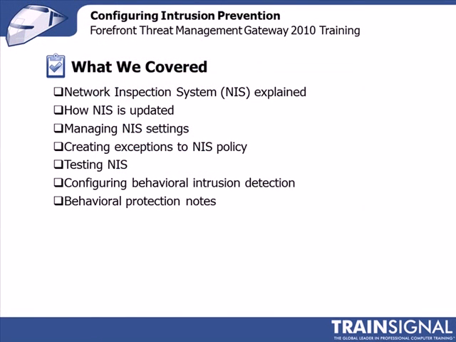We started this lesson with an explanation for what exactly is Network Inspection System. From there, we discovered how NIS is updated. And you learned about managing NIS settings, creating exceptions to NIS policy, and testing the network inspection system, at which point we walked through all of the various network inspection system settings that are available. You also probably got to see that the network inspection system is pretty easy to manage, and the defaults are very, very good, so there wasn't much to change. Next, you learned how to configure behavioral intrusion detection and learned a few things about behavioral protection in the process.